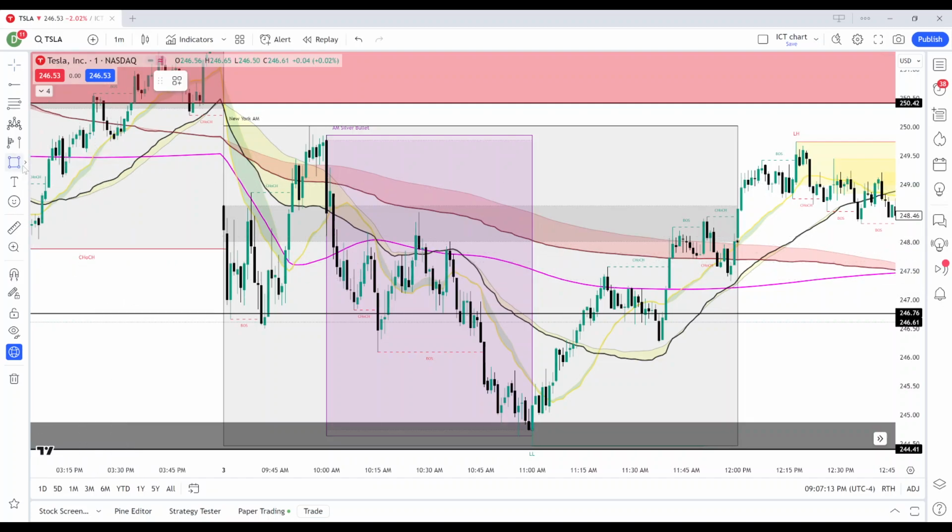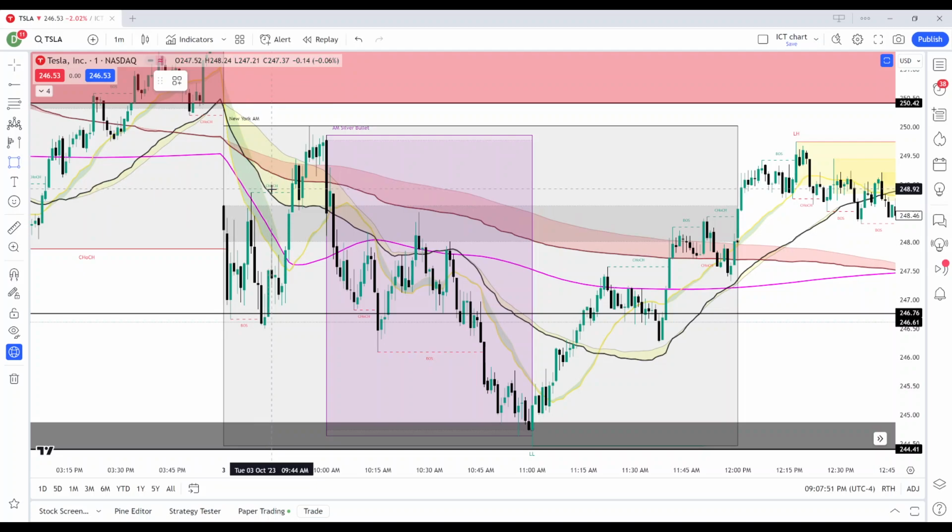So something I want to look at is this AM silver bullet setup. What I'm looking for in this setup is the daily bias. Is price trading above or below opening price going into the silver bullet time macro? That's going to tell me the daily bias. Is it bullish or bearish? Leading into the AM silver bullet, price was trading above opening price, so technically the daily bias is bullish.